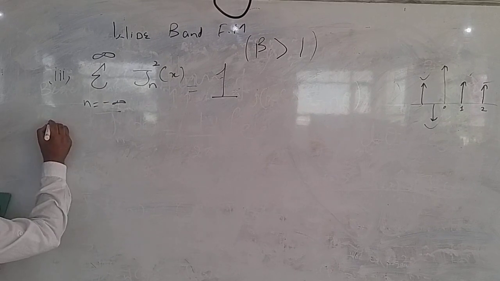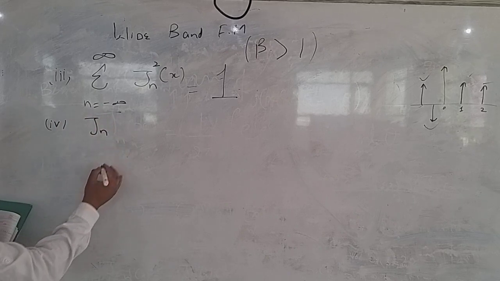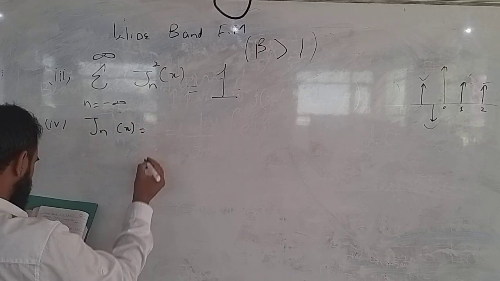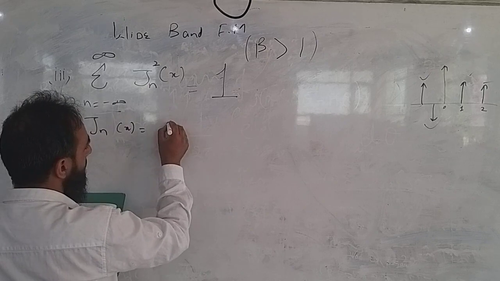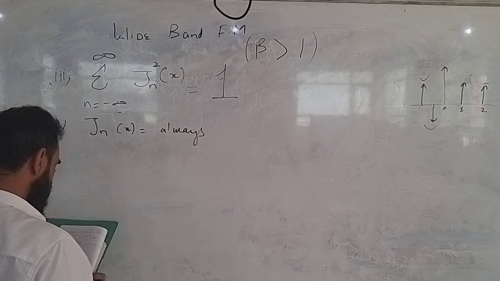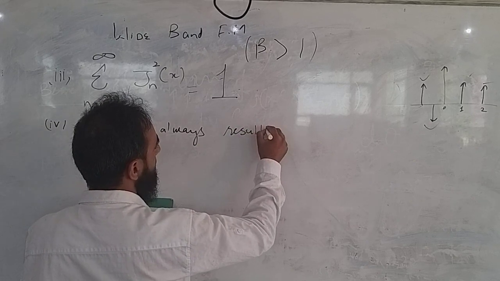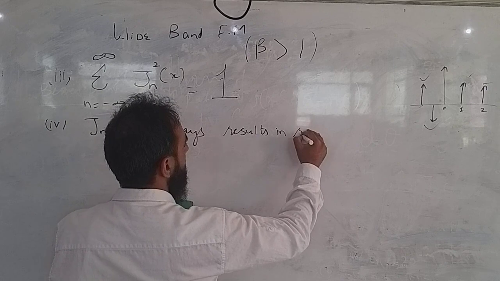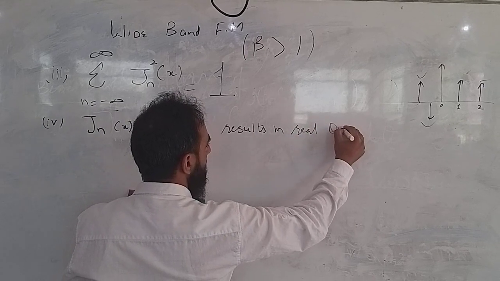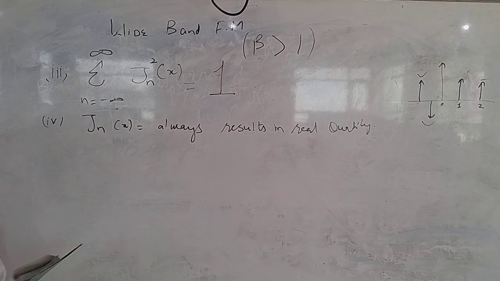And the last point is that Jn of x always results in a real quantity. Or Jn of x is real, that much is also enough.